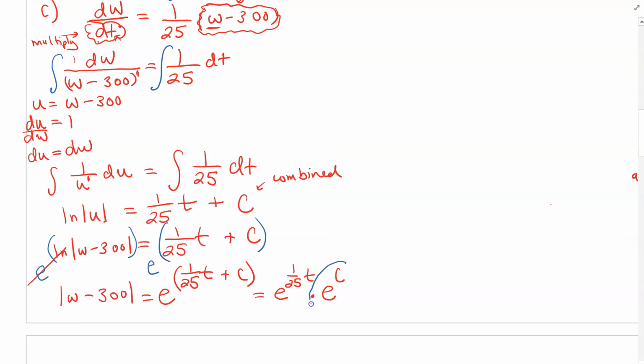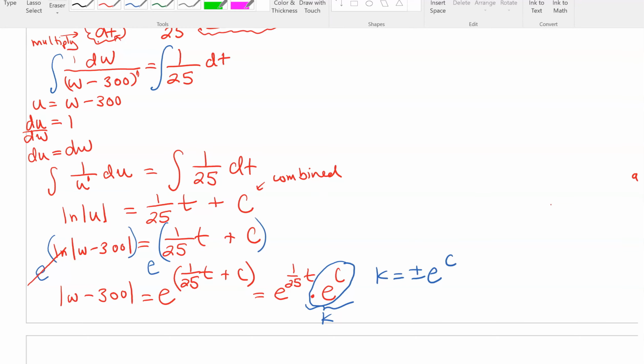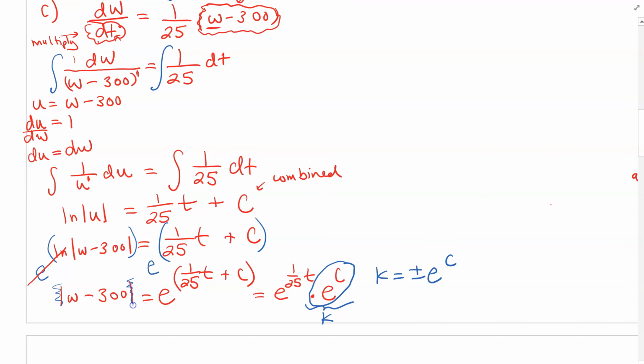But then we recognize that this is some other constant, right? E, a constant, raised to a constant gives just some other constant, which we could call c or we could call it k. And then we could recognize, well, k could be positive or negative, right? It's just a constant, could be positive or negative. And that's what allows us to get rid of the absolute value here around the w minus 300. I'm going to move up here. So now I've got w minus 300 outside of absolute value equals k times e to the 1 over 25 times t, or t over 25.